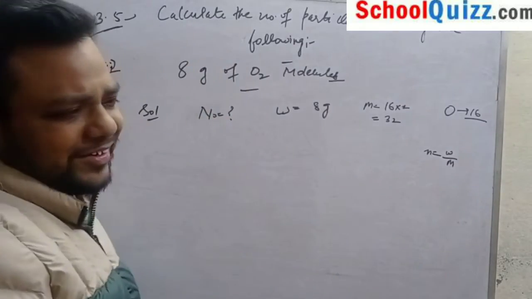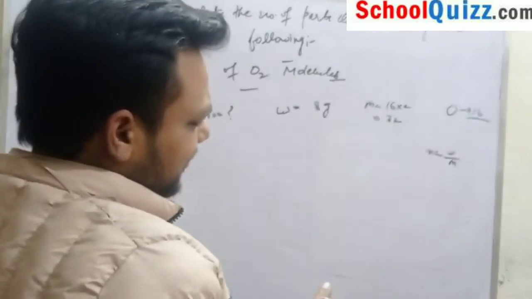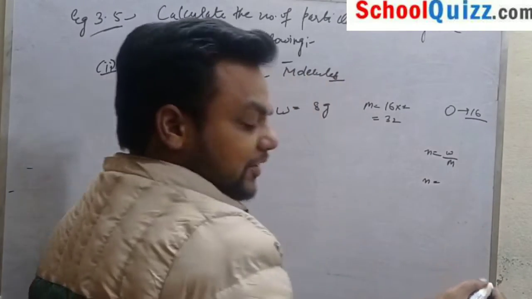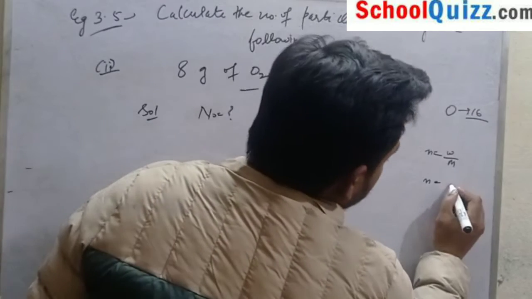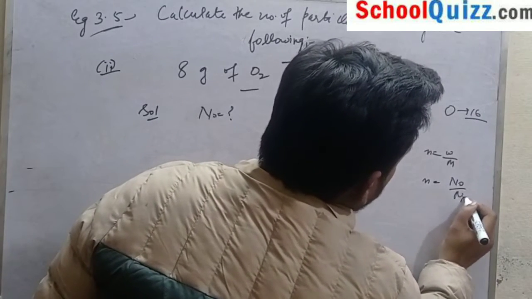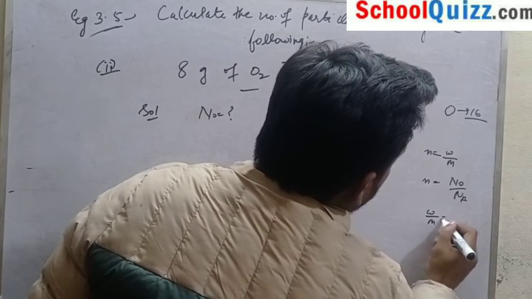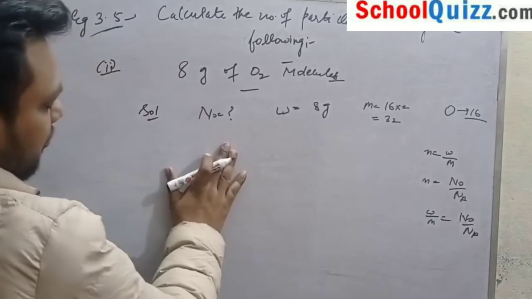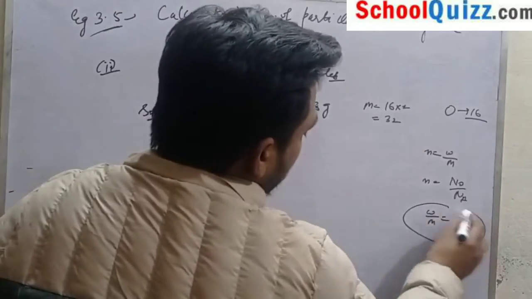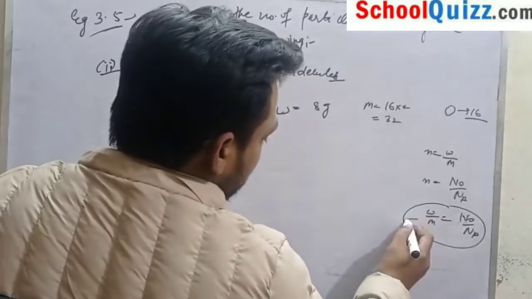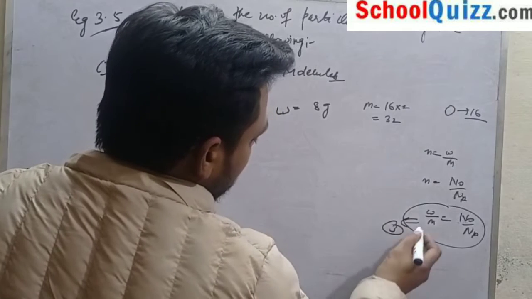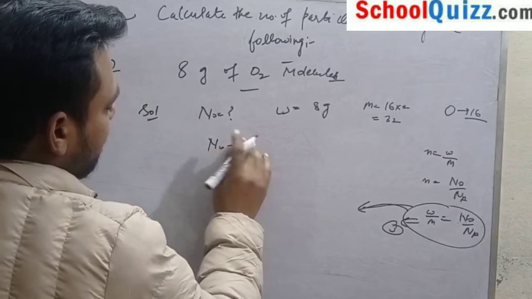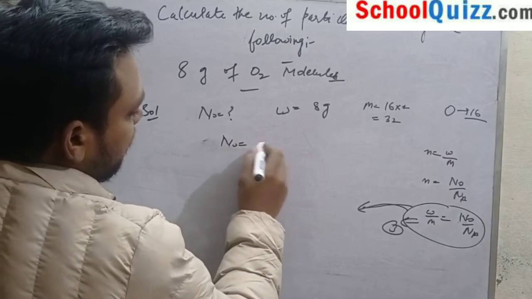Now I hope that all students are familiar with those formulas. Okay, n equal to n naught upon na, and w upon m equal to n naught upon na. So we have to find n naught. As you already know, we have to find it with formula number 3, so we will manipulate that according to n naught. Then n naught will be equal to what?